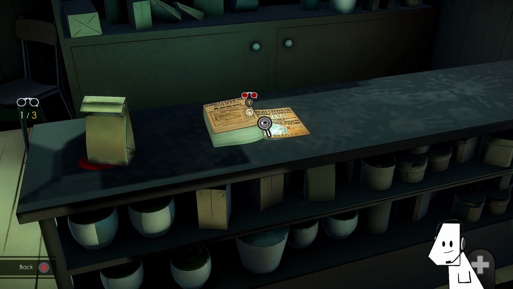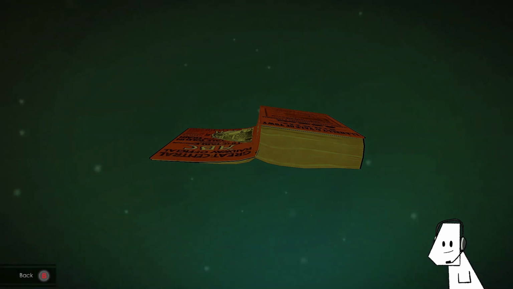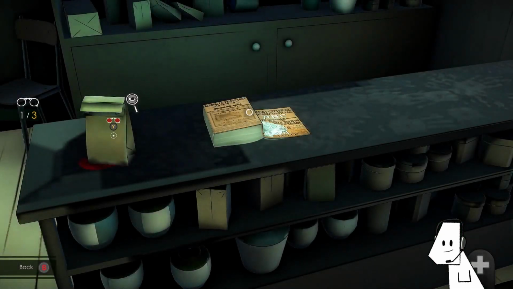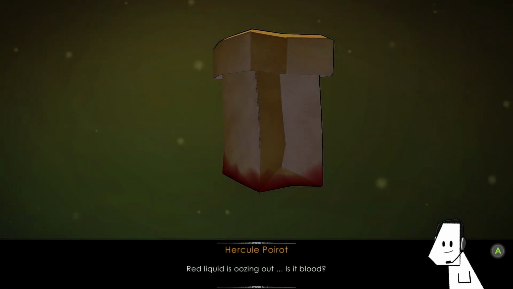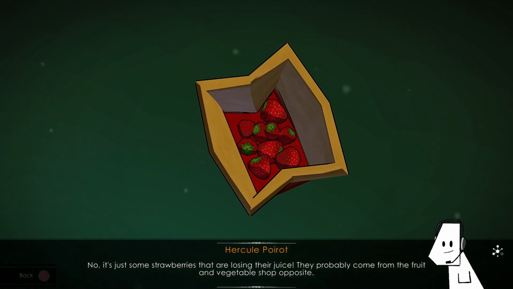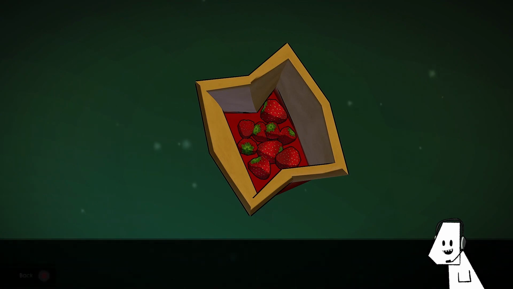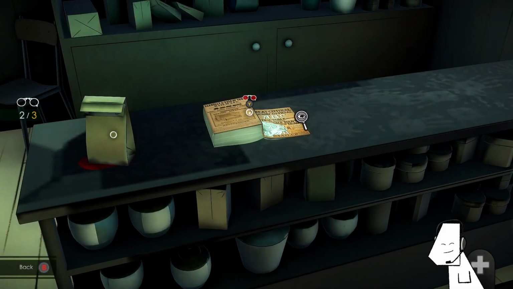Why can't I move? Oh, there you go. Doesn't let me. Is there anything else? Oh. It's not just any railway guide. Okay. Yeah, that must be it. Let's have a look. There's a bag. Red liquid is oozing out. Is it blood? I mean, if it's the murder weapon, we might have had. Oh no, it's just strawberries that are losing their juice. They probably come from the fruit and vegetable shop opposite. Does that mean that she went there just before she died? Potential.